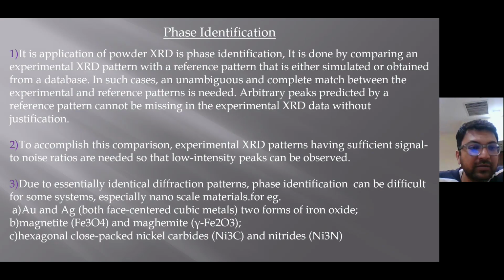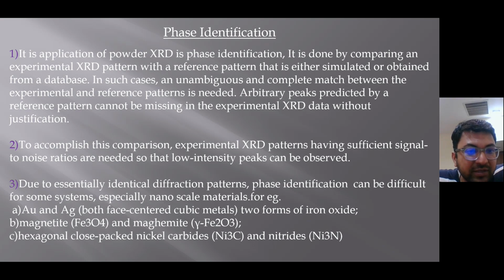The first point is that the important implication of PXRD is phase identification. It is done by comparing an experimental XRD pattern with a reference pattern that is either simulated or obtained from a database. In such a case, an unambiguous and complete match between the experimental and reference is needed. Within this process, peaks predicted by the reference pattern cannot be missing in the experimental XRD without any justification.